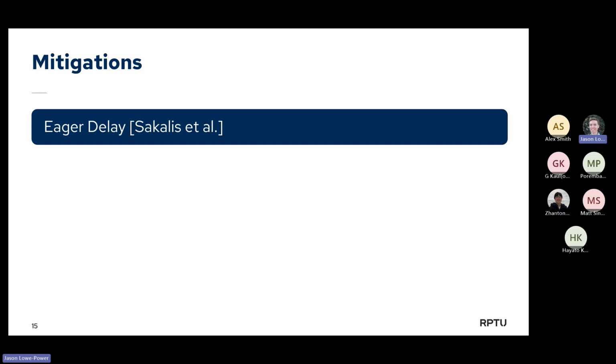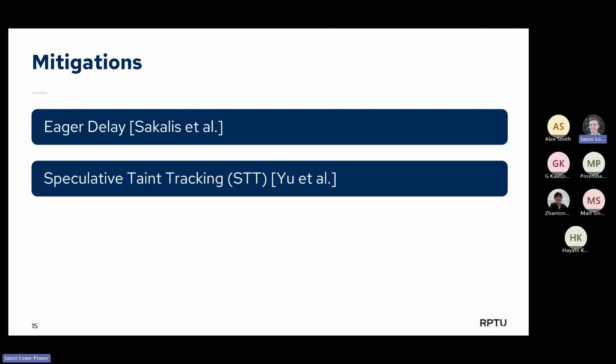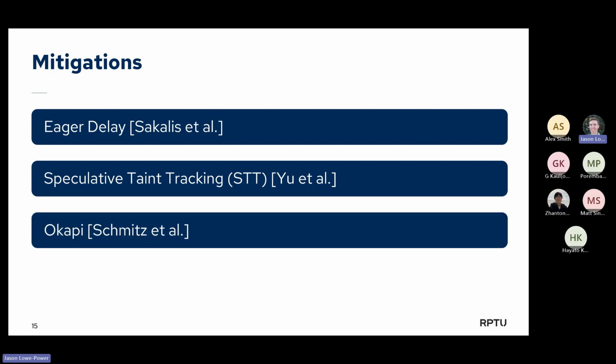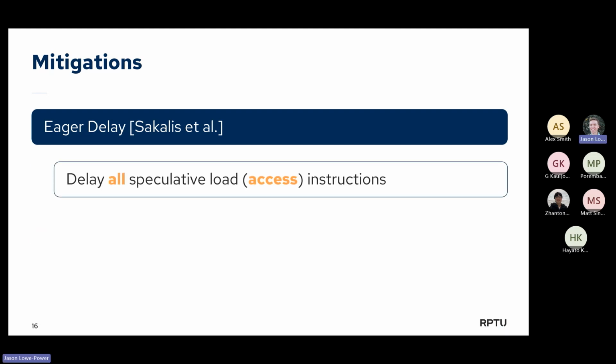And yeah, let me walk you through some example mitigations. There is eager delay, speculative taint tracking, which we heard about earlier, and then there's also copy, which is the mitigation that we developed. Eager delay is pretty simple and one of the first hardware mitigations. It simply delays all speculative load instructions that could access the secret.